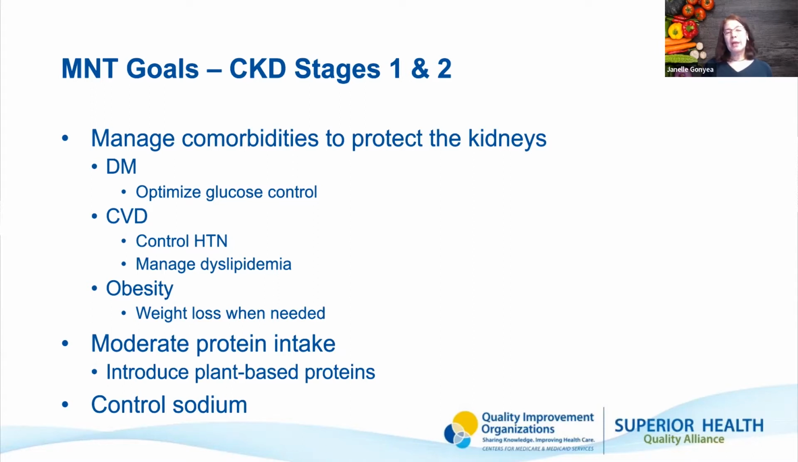We also look at their weight, because we're finding that obesity in and of itself is a risk factor for chronic kidney disease. Even when you control for diabetes and blood pressure, we're finding that obesity or high BMI will cause difficulties. So if the patient is above an ideal body weight, we will help them with weight loss. We know that we need to start tweaking the diet a little bit, so we're going to moderate their protein intake.